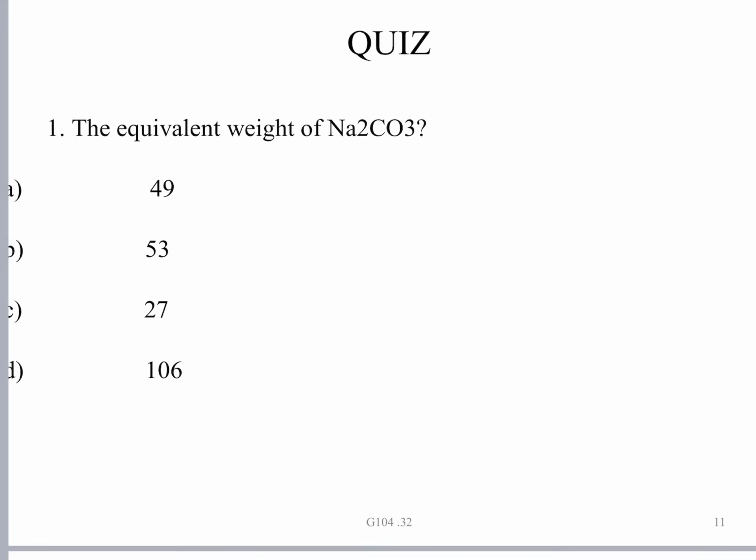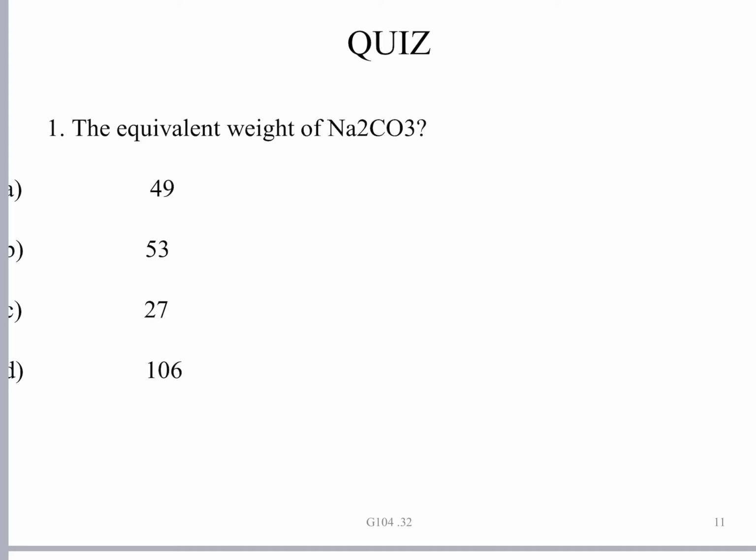What is the equivalent weight of sodium carbonate? In the case of sodium carbonate, 2 Na means 2 into 23, 46 grams. One carbon atom will use 12 grams. And 3 oxygen atoms, 3 into 16 is 48 grams. 48 plus 12 comes to 60. 60 plus 46 is 106 grams.